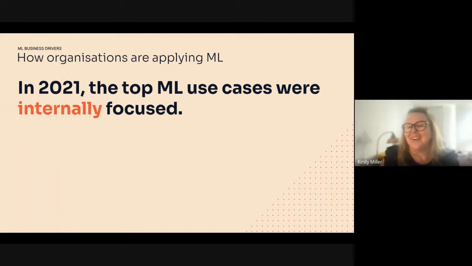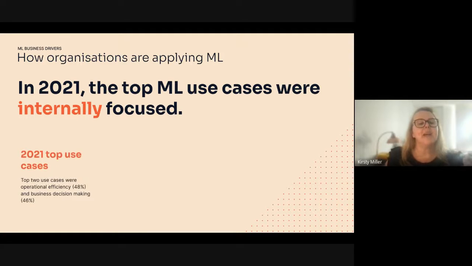Yes, this is my favorite part, and the most interesting thing that I actually think we found this year in the machine learning survey. So last year, we looked at how organizations were applying machine learning. In what areas of the business were people deriving value? And in 2021, we found the top machine learning use cases were internally focused. And by that, I mean the top 2 use cases were internal efficiency and business decision-making.